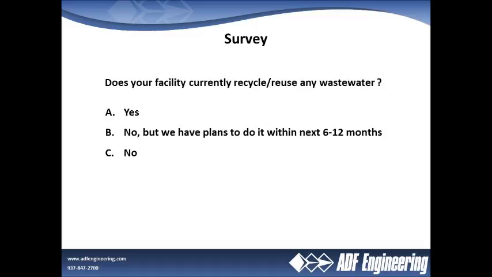All right, so I'm going to start with a survey here. It usually is useful to know the participant's profile and try to tweak the delivery somewhat to match the profiles. So the question here is, if your facility currently has a recycle reuse program in place. It could be yes, it could be no, or it could be something that you are thinking to do. So we'll take about 15 to 20 seconds and allow people to answer the question.